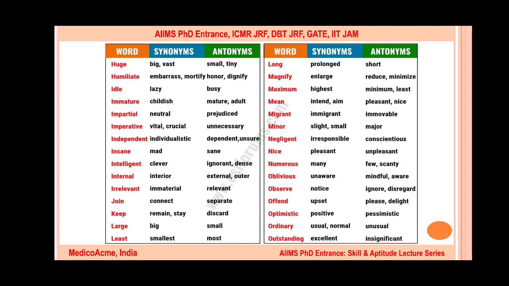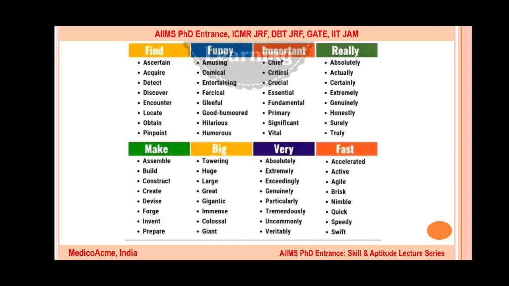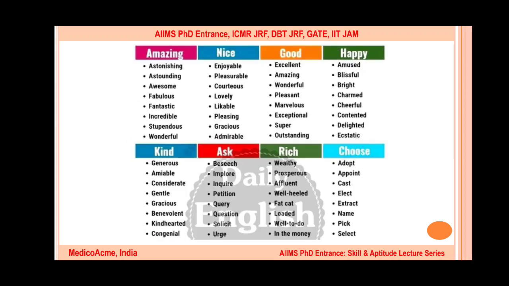It's very easy. The next thing is again the synonym. You can express find in different ways: obtain, pinpoint, everything. For big you can say huge, large, great, gigantic. Okay, so everything you can use. So just go through it, take a snapshot or hold the video and go through it. These are again the synonyms of different expressions or nouns also.